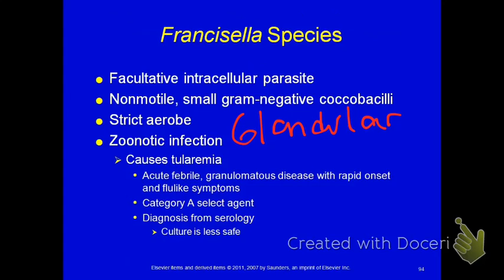So that's the reason why diagnosis is mostly made from serology, because culture is usually unsafe if you do not have proper gear or personal protective equipment and a laboratory that would ensure the safety of the microbiologist. That's the reason why serology is more preferred as compared to culturing of Francisella. So, Francisella is part of the febrile agglutination test.